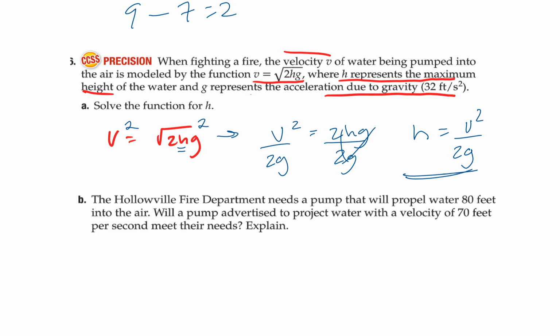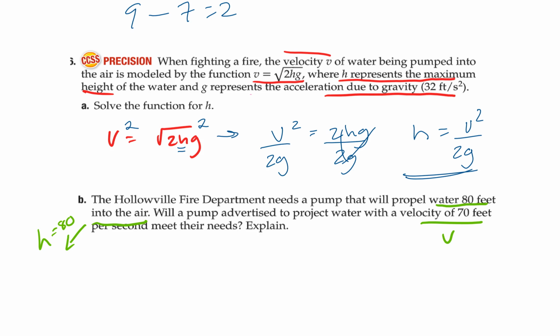B, our last thing we're doing today. The fire department needs a pump that will propel water 80 feet into the air. So again, where have I seen that before? Where h represents the max height of water. So that's probably going to be my h, 80 feet into the air. Will a pump advertised to project water with a velocity of 70 feet, that's my v, per second meet their needs? Explain.